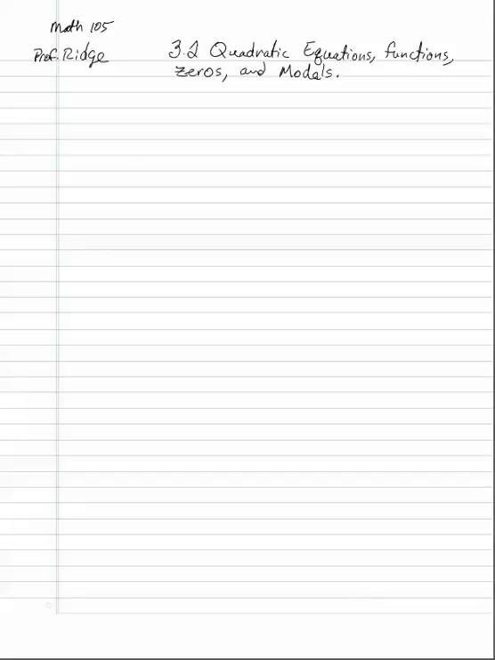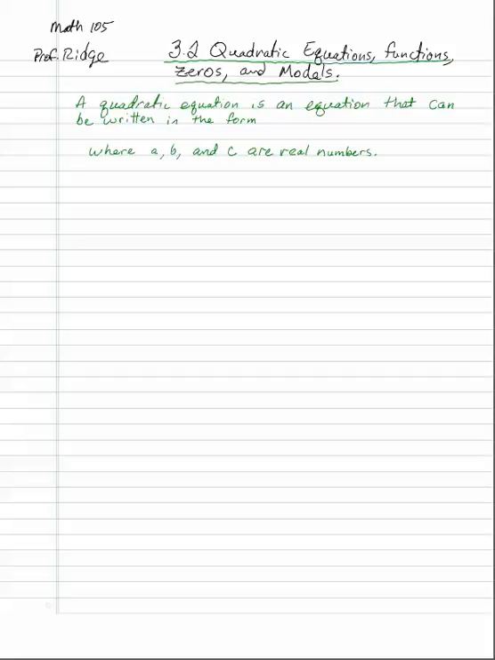Today's lesson is on section 3.2, quadratic equations, functions, zeros, and models. A quadratic equation is an equation that can be written in the form ax squared plus bx plus c equals 0, provided a is not equal to 0. Okay, so you don't want that first term to cancel out. The x squared is what's making it quadratic. And a, b, and c are real numbers. Okay, so that's a quadratic equation.